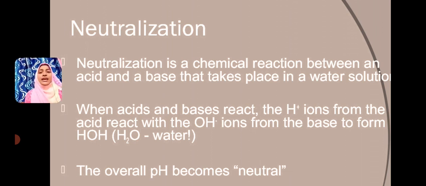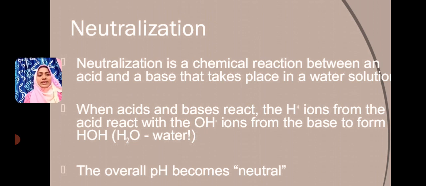Next, what do you mean by neutralization? We have studied acids, bases, their uses, their chemical reactions and their properties. Now, I have told you before, a pH level of 7 is neutral, that is water. Neutralization is a chemical reaction between an acid and a base that takes place in a water solution. It is a chemical reaction between the acid and base, and it takes place inside the water solution. For that reason, we call it neutralization.